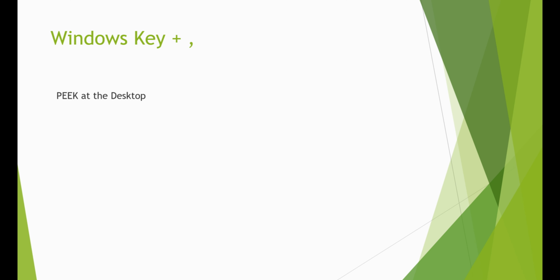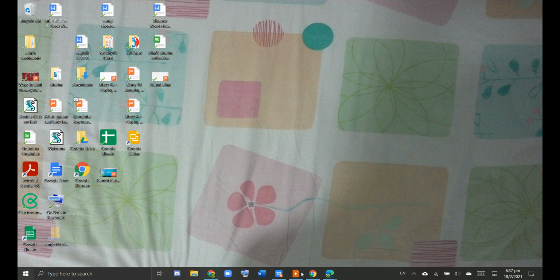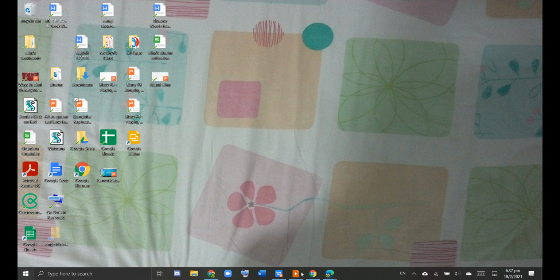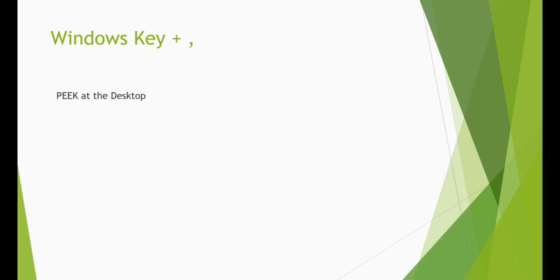Windows key plus comma is to peek at the desktop. Once you let go of Windows key plus comma, let go of both buttons, it goes back to where you left off.